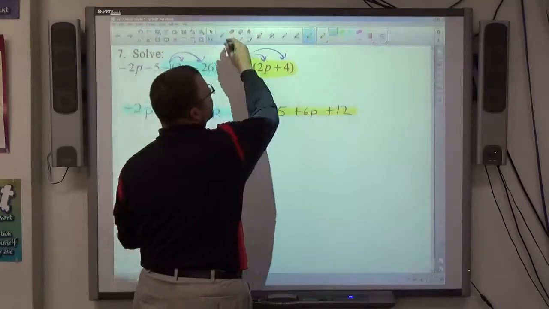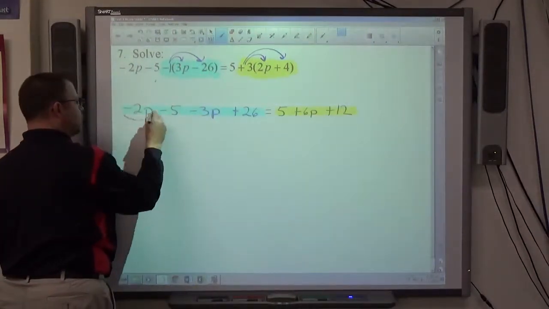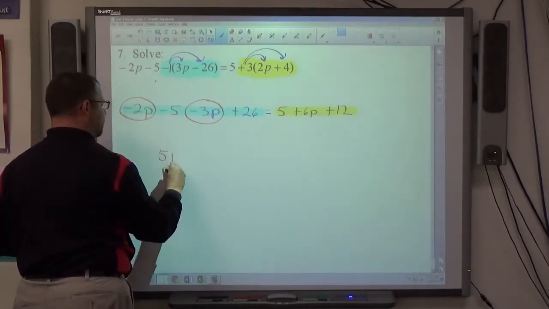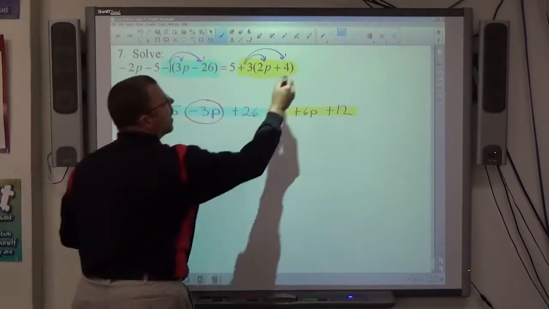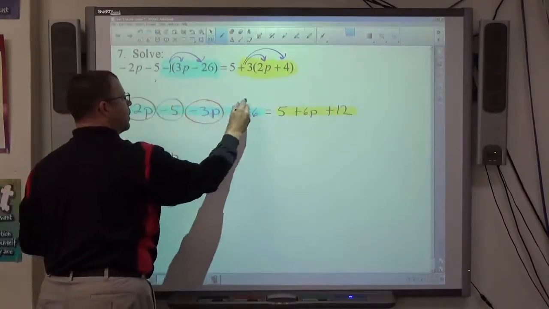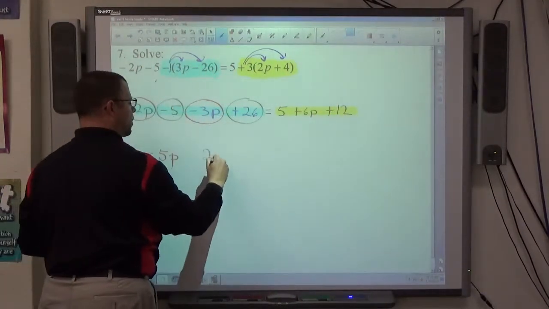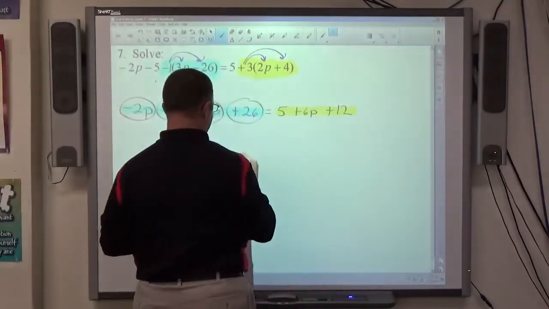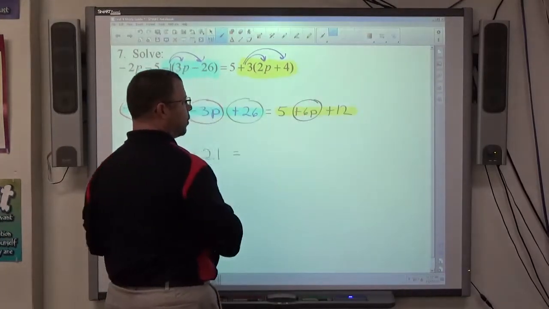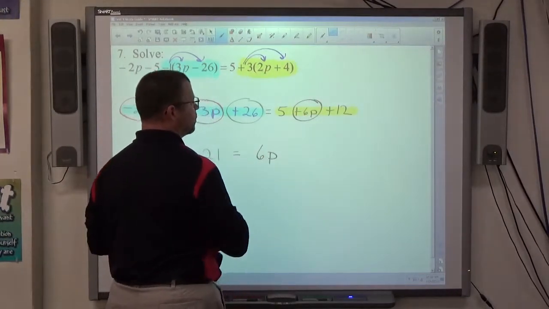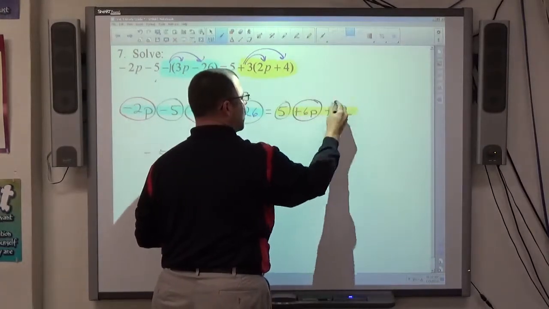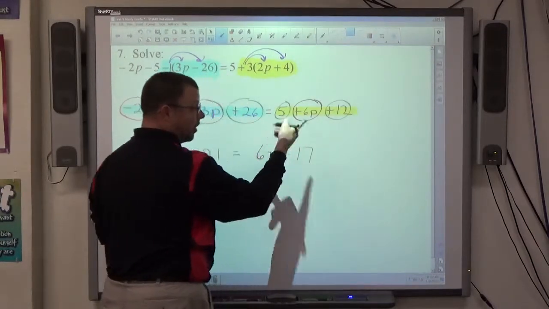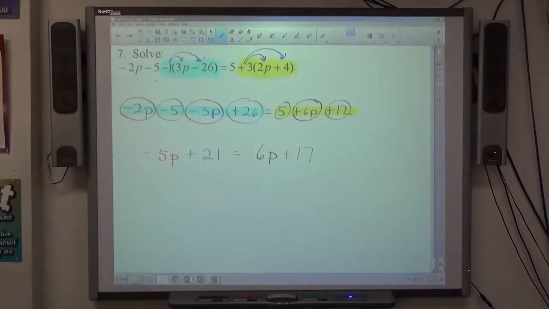So in the blue highlights, I can see that negative 2p and negative 3p are like terms. They're both negative, so I add them together. 3 is bigger, so it's negative. I also see that negative 5 and positive 26 are like terms. Those are opposite signs, so I subtract. 26 is bigger, so it's positive. On the right-hand side, 6p is the only p term, so nothing happens to it. It stays positive 6p. And I've got 5 and 12 are both numerical terms, so 5 plus 12 is equal to 17. Addition because the signs are the same, and positive because 12 is bigger.